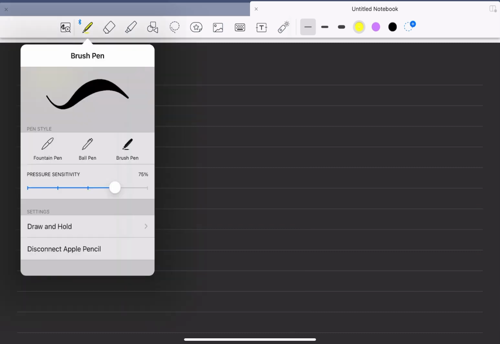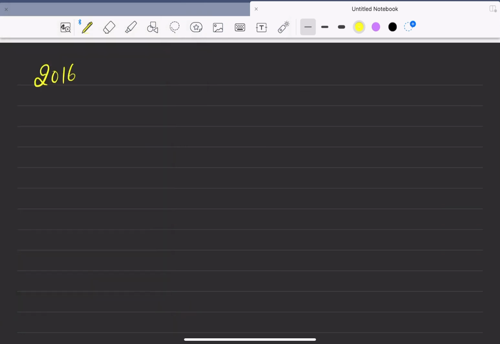So let's continue solving 2016. I don't know why this is too thick. Let's make it 50% only. 2016.